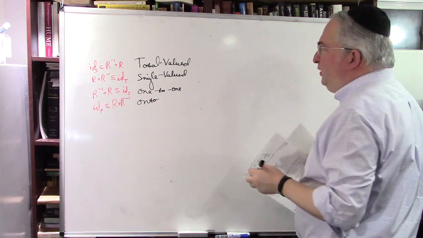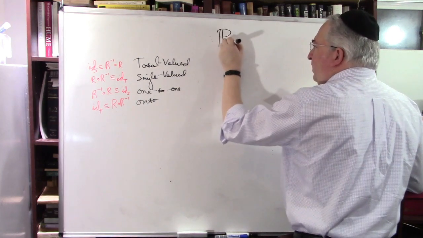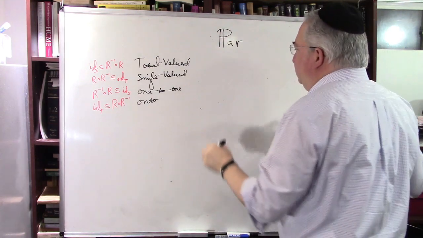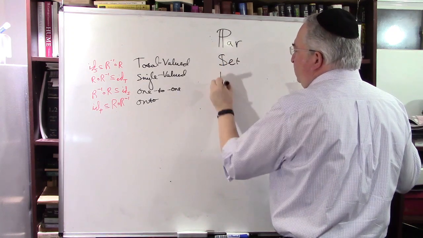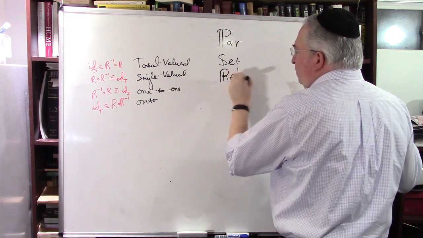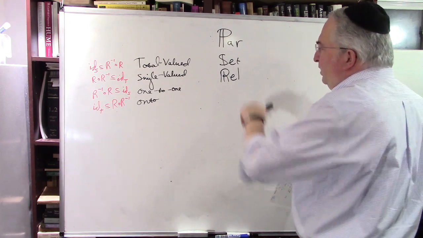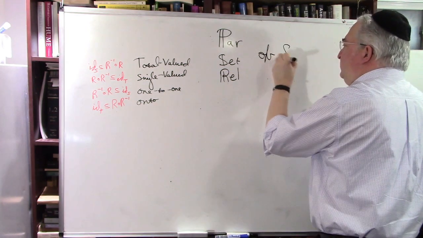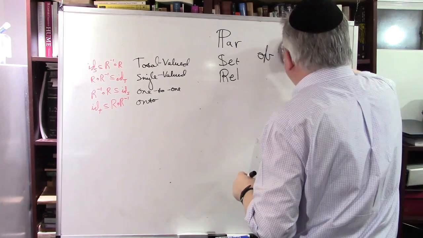Now I want to talk about a new category, and the new category is called PAR. It's similar to Set, and it's similar to Rel, which we just saw. It goes as follows. They all three have objects that are sets. Objects are all sets.